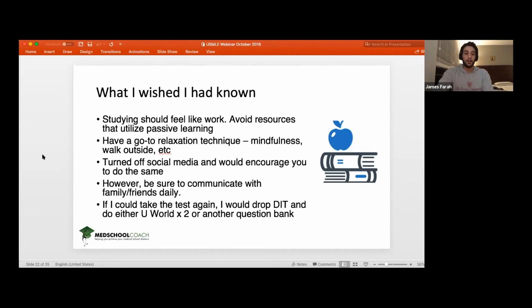So this is a really important slide, what I wish I had known. Studying should feel like work. It sounds really repetitive, but that really is the thing. You should be going in, doing what you're supposed to do, and then finishing, and then not worrying about it once you're done. Having a go-to relaxation technique is really important.